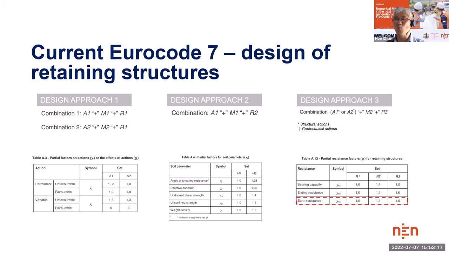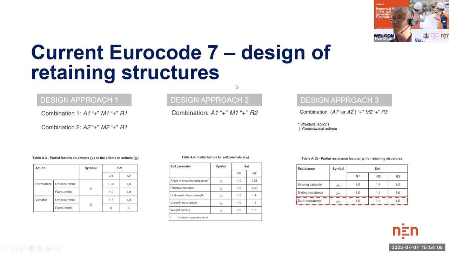Just to make a comparison with the current Eurocode 7, we have three different approaches. For those who are not familiar with the current Eurocode 7, these three approaches are adopted by different countries in Europe and possibly across the world. And George will show you the map of which countries engineers adopt which design approach, which is kind of quite fragmented. In the UK, we adopt design approach 1, and we have to do two combinations of calculation, which is pretty much what is now recommended in numerical modeling of the next generation of Eurocode.